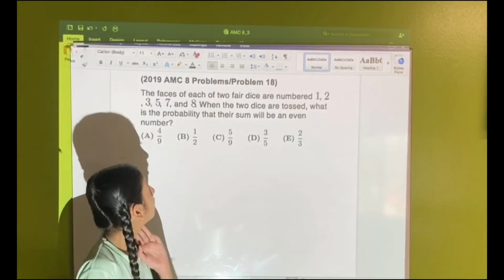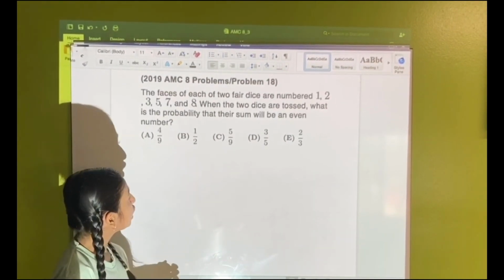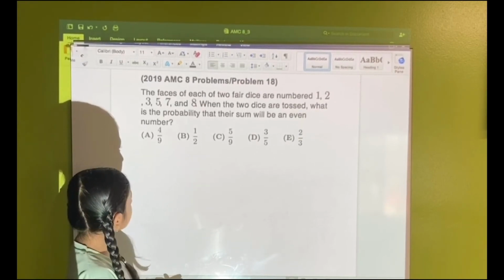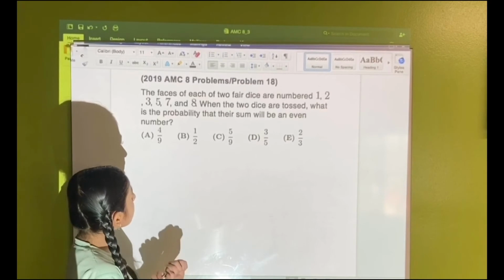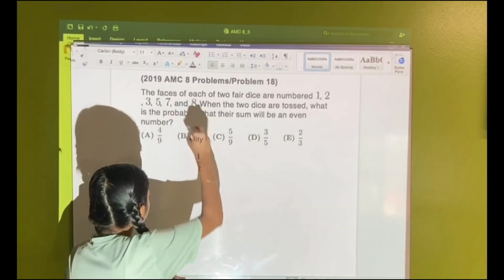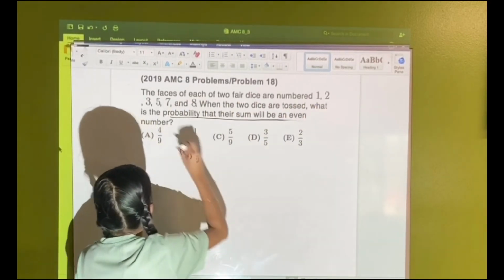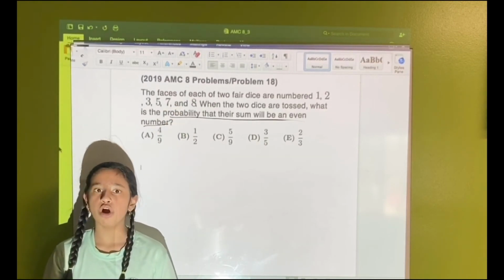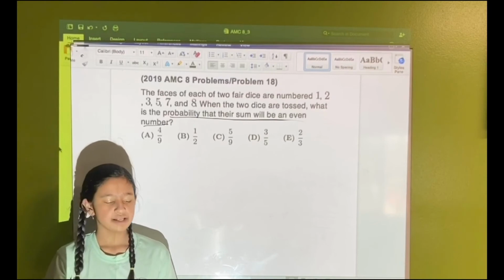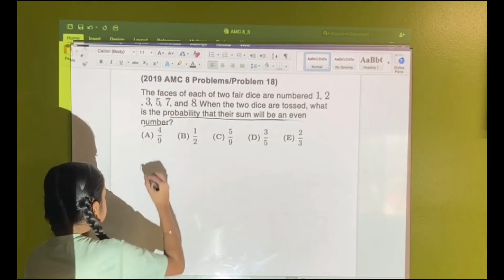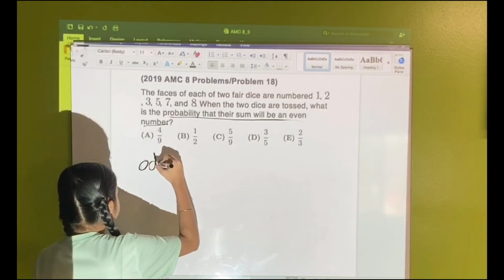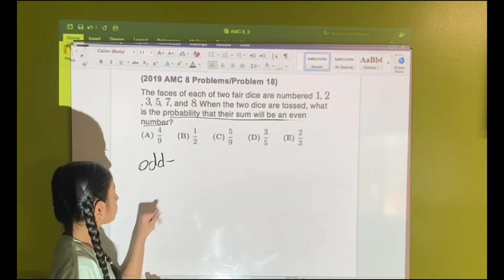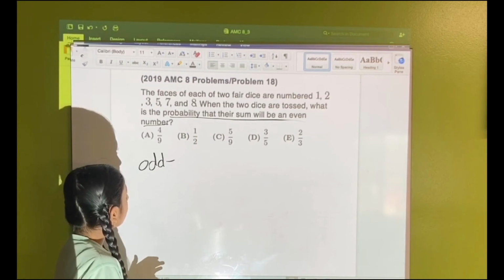Another problem. The faces of each of 2 fair dice are numbered 1, 2, 3, 5, 7, and 8. When the 2 dice are tossed, what's the probability that their sum will be an even number? So to get an even number, you're either going to have 2 odd numbers or 2 even numbers. So we're going to look at that. So odd. Because both dice have the same numbers, we just multiply. For odd, out of 6.